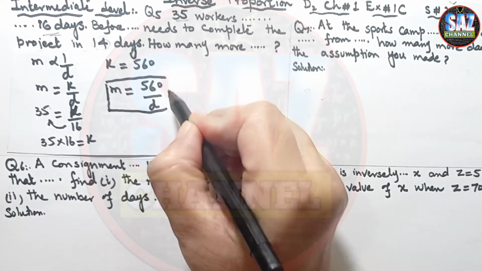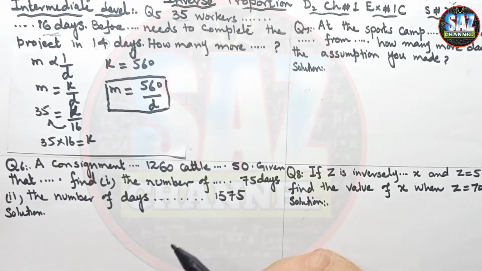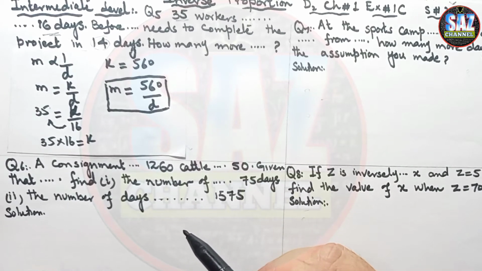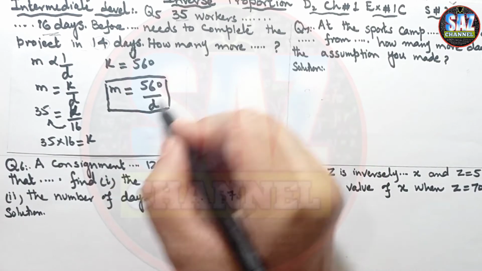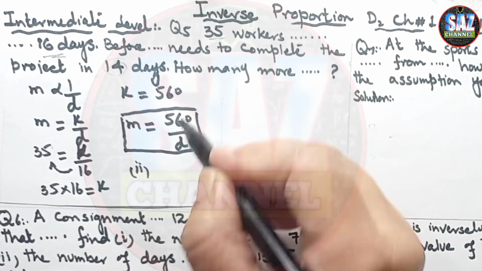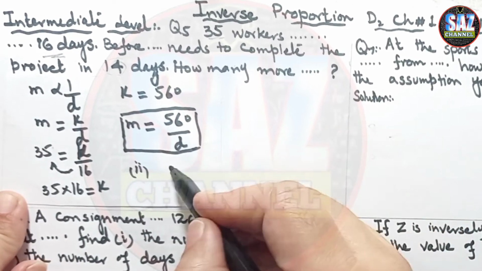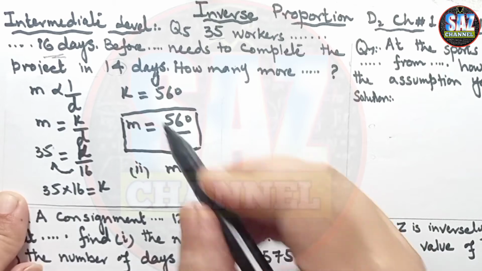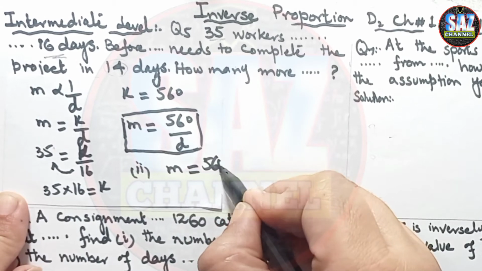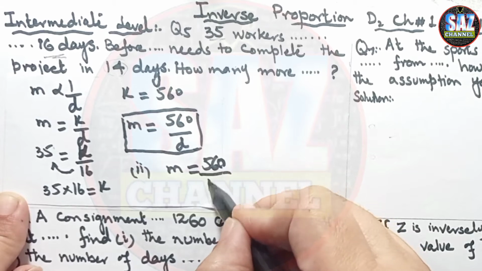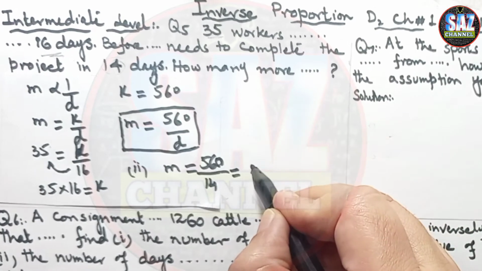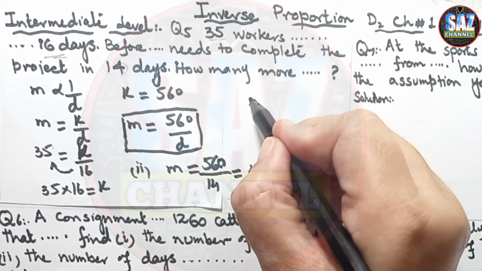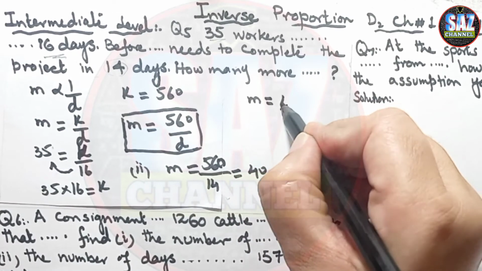Now we have to find how many more workers are needed when he has 14 days. For the second part, we take the same relationship, and instead of d we replace 14. 560 divided by 14 gives 40. So m has the value 40.